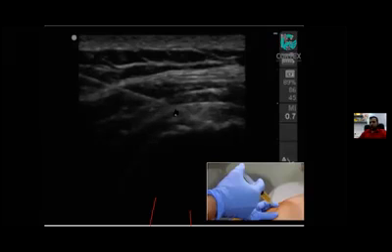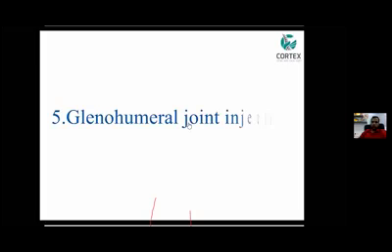But the problem with this technique is that we should not inject local anesthetic here while doing PRP. So this is a painful procedure. You can give a block or you can give some other analgesic to the patient.